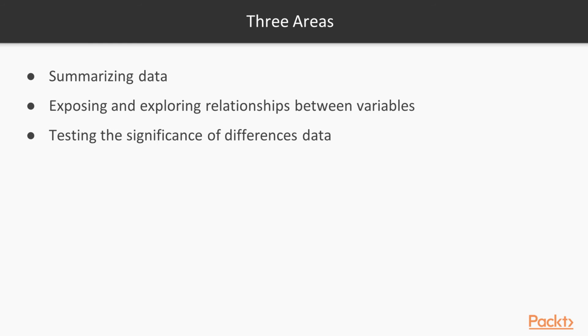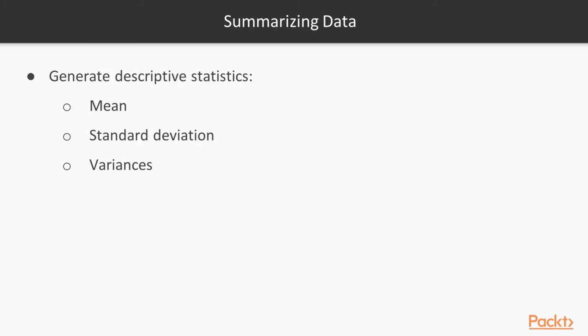Popular data science opinion declares determining an objective as establishing the purpose of a statistical analysis effort, then splits the purpose into three areas. 1. Summarizing data. 2. Exposing and exploring relationships between variables in the data. 3. Testing the significance of differences between variables or groups within the data. Summarizing data. If your statistical objective is to summarize data, you generate descriptive statistics such as mean, standard deviation, variances, and so on.